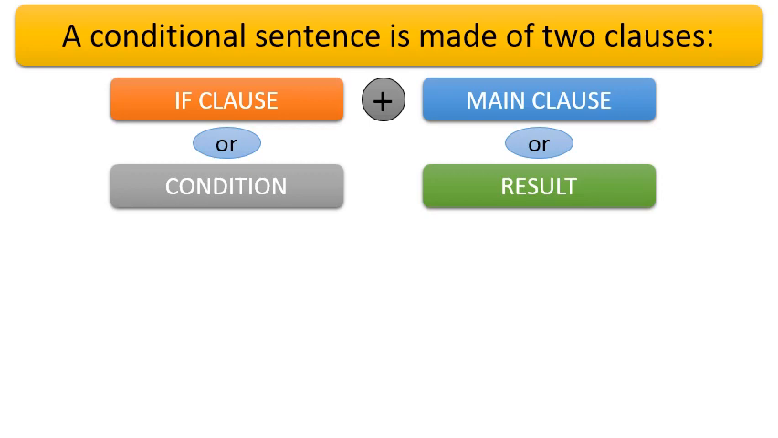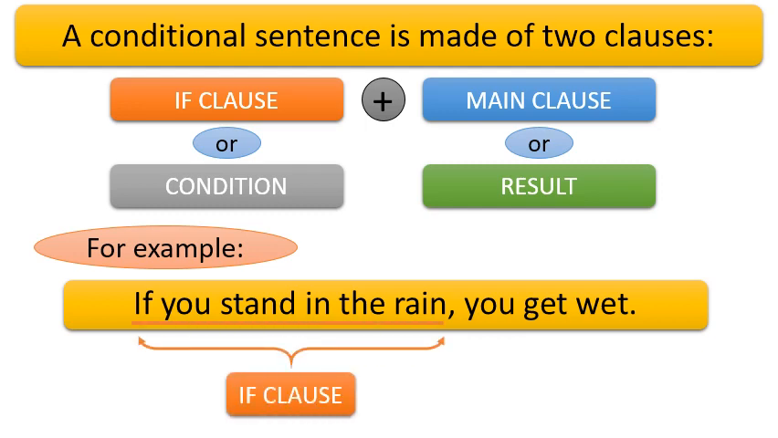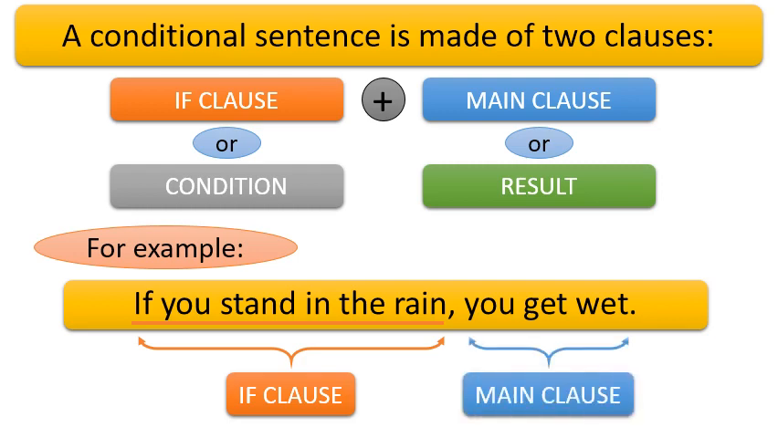As you see, this main clause expresses complete thoughts and can be sentences on their own, but you can also see that we also need them to complete the thoughts of the dependent clauses. To clarify it, let's see the example. If you stand in the rain, you get wet. In this example, if you stand in the rain is if clause or conditional clause. You get wet is main clause. Or we can say if you stand in the rain is a condition. You get wet is the result of the condition.